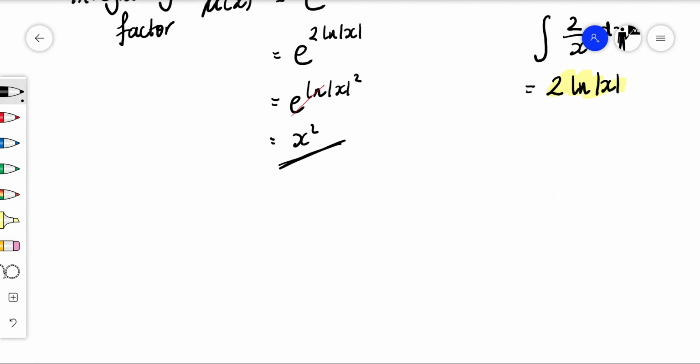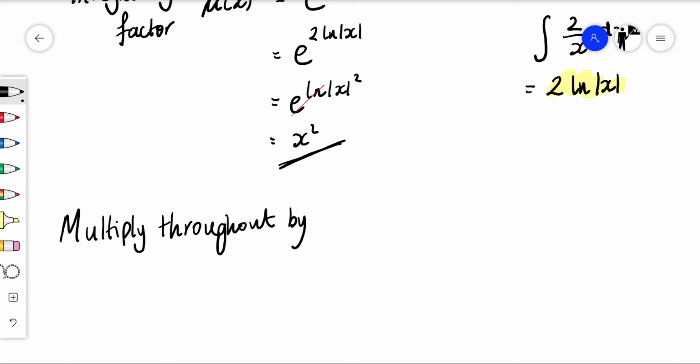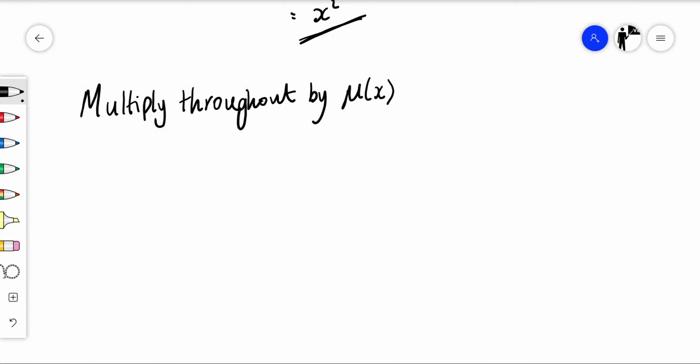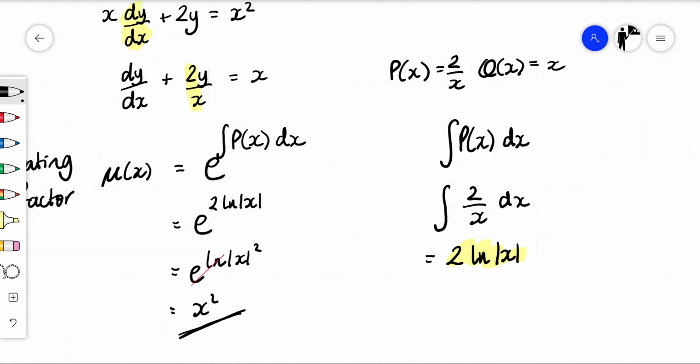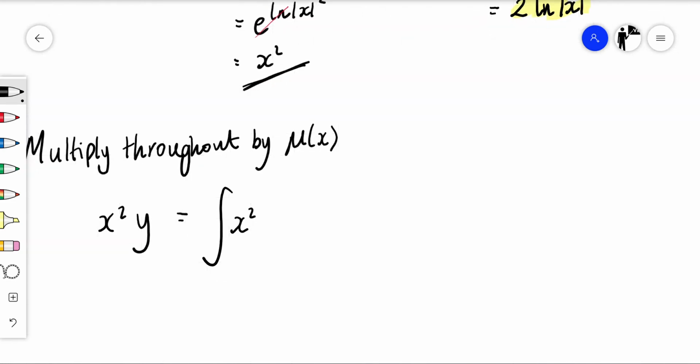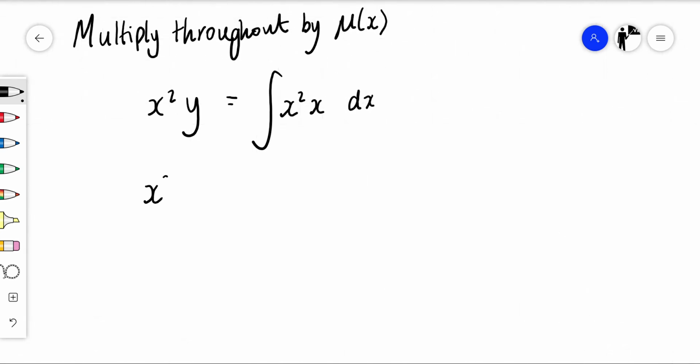Our next stage is we multiply throughout by our integrating factor. And it always goes to the form: the integrating factor times y is equal to the integral of the integrating factor times q of x. And up here we said that q of x was x. So it's going to become x squared y is equal to the integral of x cubed dx.